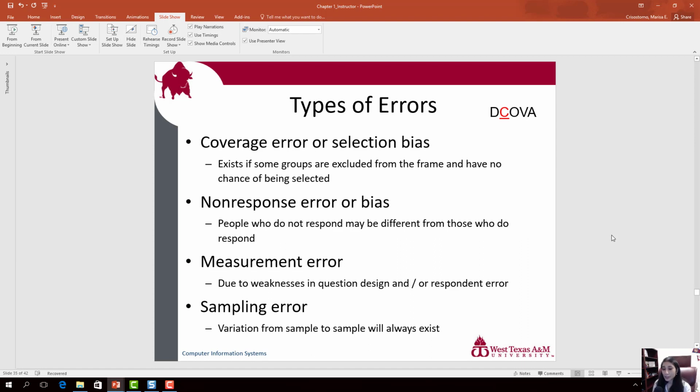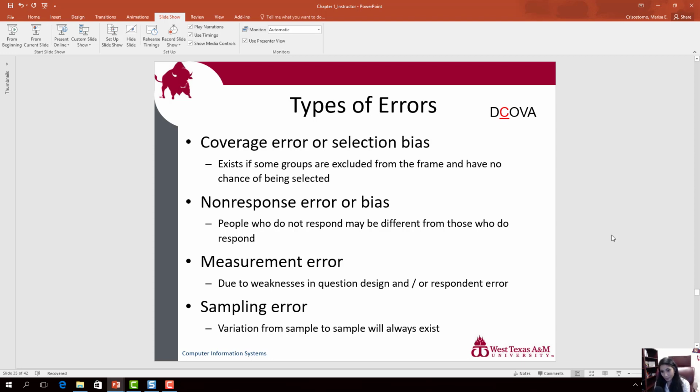Now the different types of errors that one can encounter with sampling. You could have a coverage error, which can result in a selection bias. We were talking a little bit about this with the sampling frame. If some groups are excluded from the frame and have no chance of being selected, then this results in a coverage error and a selection bias. You are purposely selecting or excluding people from the sampling frame, which could change your results in the end.